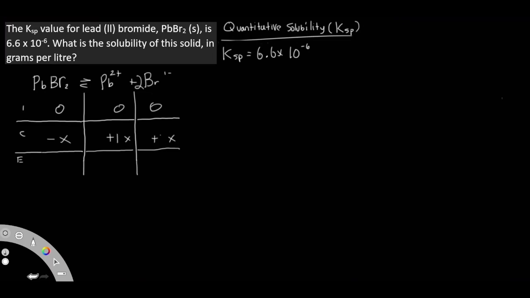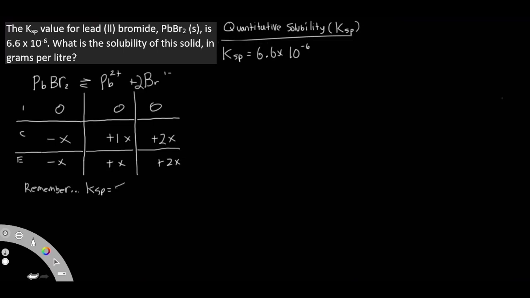So obviously this is just 1x, and this becomes 2x. Now we're just going to be bringing these down, and now we're good. So remember, before you continue anything, you always have to remember what the Ksp is. The Ksp, again, is the product of concentrations of maximum amount that can remain in a solution at a given temperature.